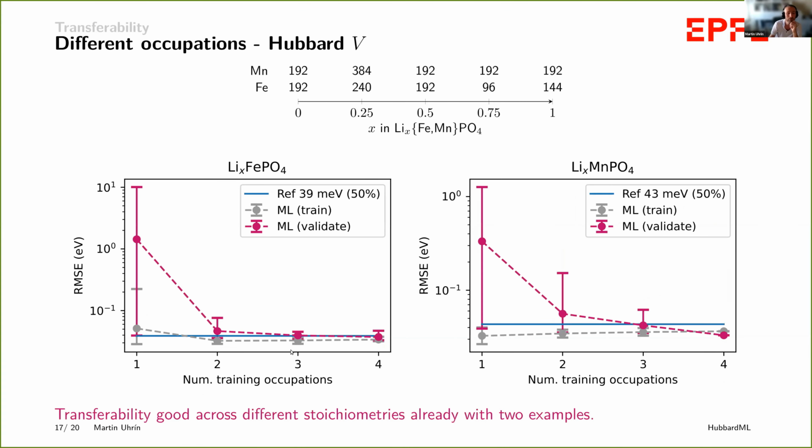We see that already after showing it 2 out of the 5 of these, it's making fairly good predictions. So the transferability is there across stoichiometries. We're changing the amount of lithium we have in there, which is changing the occupational matrices, and the model is still able to make decent predictions.